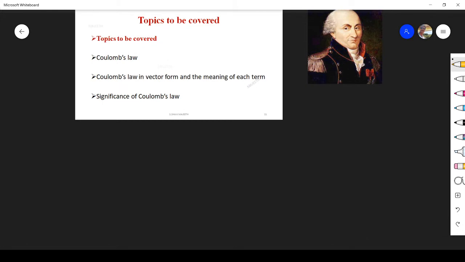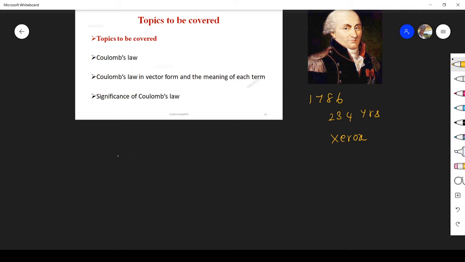Right, so Coulomb's law was proposed in the year 1786, that is 234 years ago. But still it is relevant. Many applications are developed using Coulomb's law. One of the main applications is the Xerox machine. How it is used in the Xerox machine we will see after understanding Coulomb's law. In this class we are going to see the statement of Coulomb's law first and its significance.